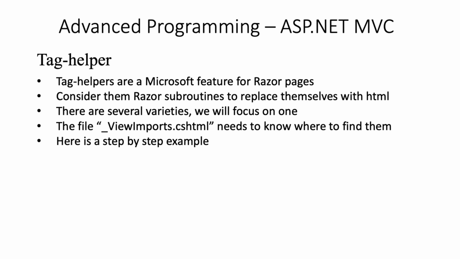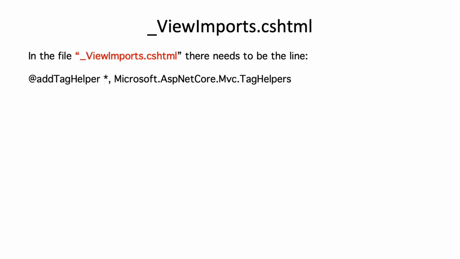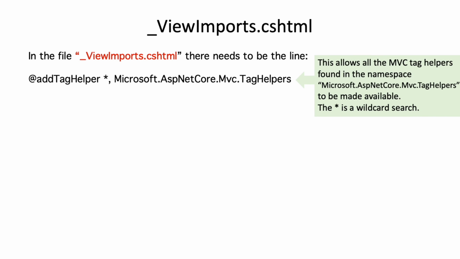The file _ViewImports.cshtml needs to know where to find them in order to use them. So here's a step-by-step example of what you need to do. We will start first with the view imports file. In this file, there needs to be a line that says @addTagHelper space asterisk, that's a wildcard, and the assembly where it can find them. So this allows the MVC tag helpers found in that namespace to be available. Again, the asterisk is a wildcard saying any within this assembly. And yes, you could specify one if you wanted to.